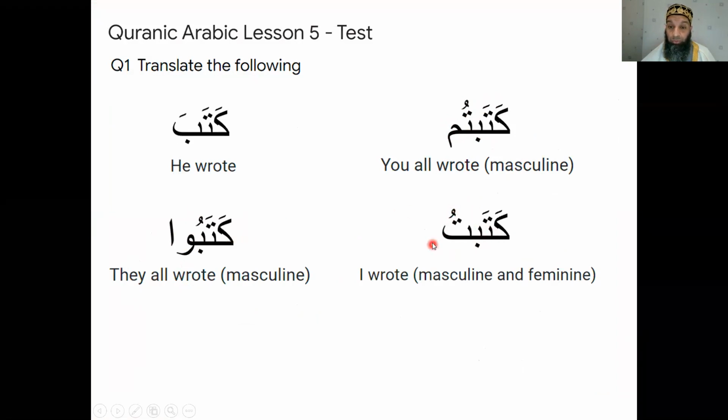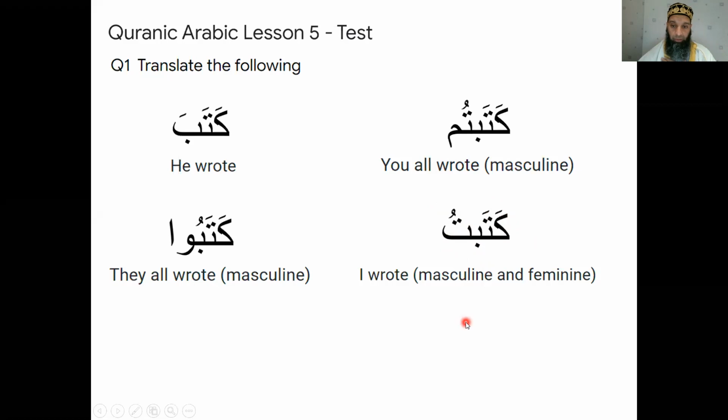Katabtu, the tu means I did that thing. I did that verb. So khalaqtu, I created. Ja'altu, I made. Zalamtu, I wronged. Fa'altu, I did. Sami'tu, I heard. We're putting kataba in. So kataba means he wrote. So katabtu means I wrote.